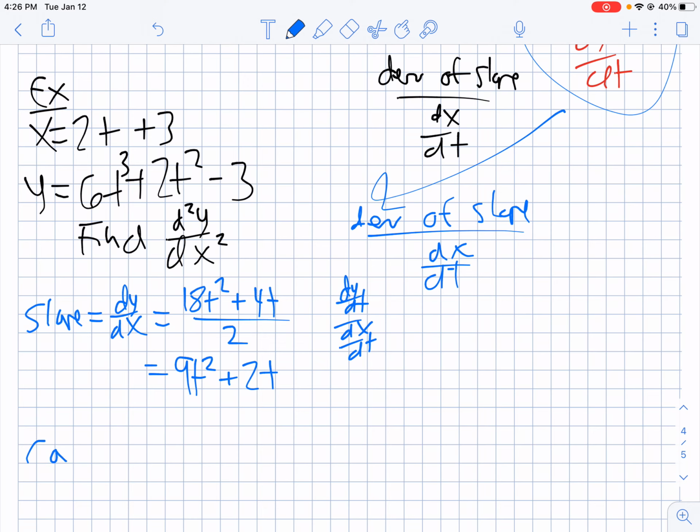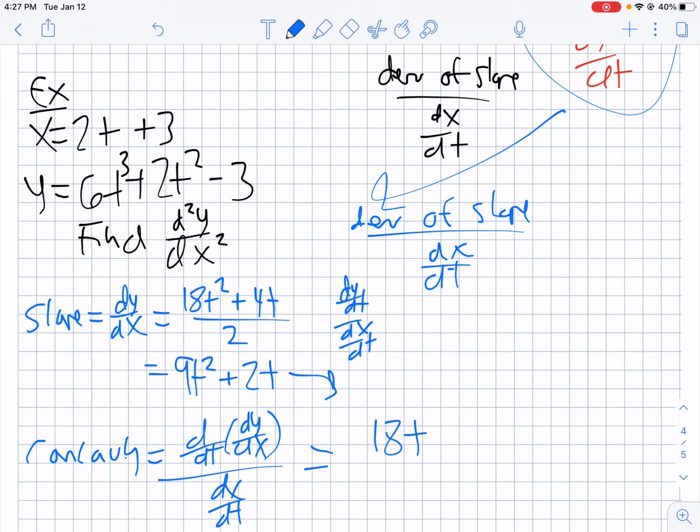So when I want to find the concavity, that's equal to, let's take the derivative of the slope, and then let's divide by the dx dt, which luckily we just had. So here's my slope. I'll take the derivative of that slope. So that gives me, let's see, 18t plus 2. And the dx dt, I actually already found that, it's just 2. So if I wanted, I could simplify it to 9t plus 1.